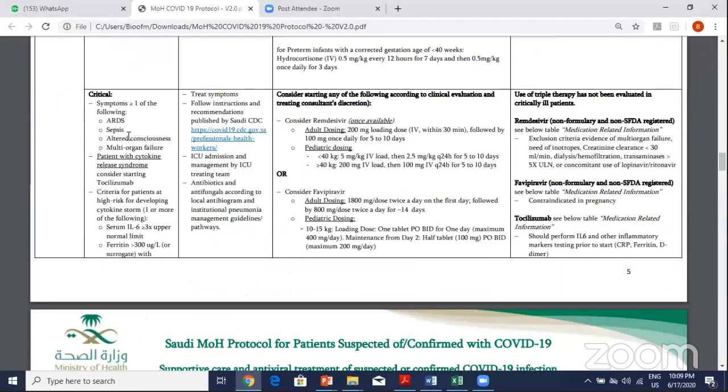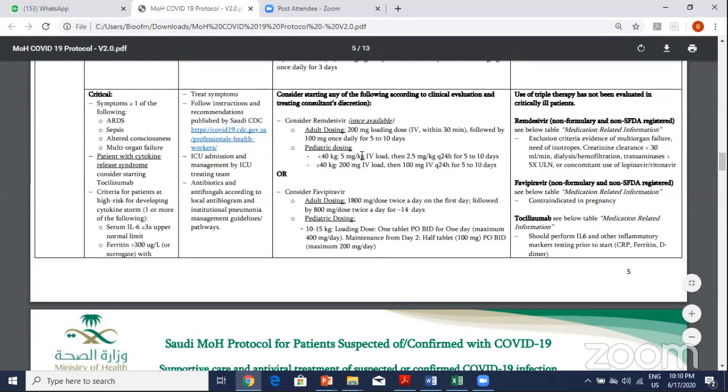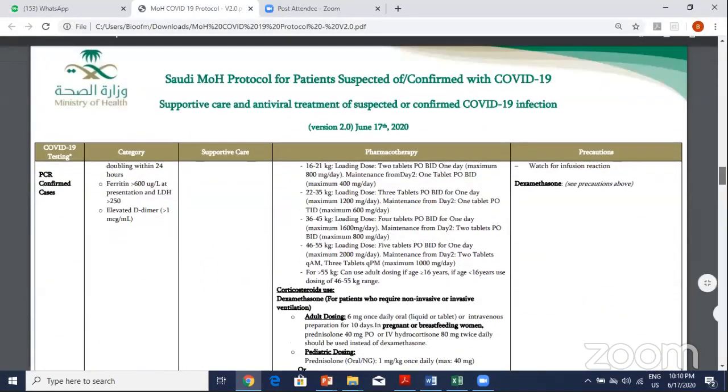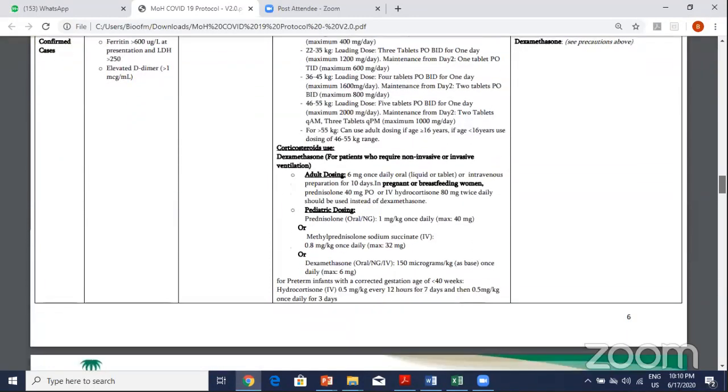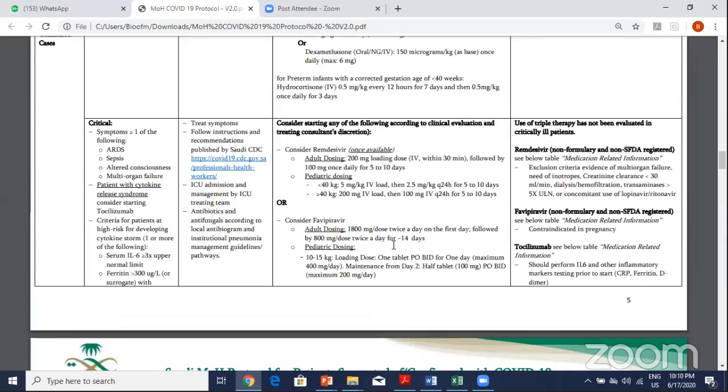For critically ill patients, those with multi-organ failure or altered consciousness, sepsis, ARDS, we can consider, of course, the use of antibiotic and antifungal for those patients with septic shock, and tocilizumab for those with cytokine release syndrome or storm. The primary agent to be used is remdesivir, but unfortunately we don't have it currently available. We can consider the use of favipiravir here also for those patients, and there is no role for the use of triple therapy for critically ill patients anymore. So only remdesivir or favipiravir.